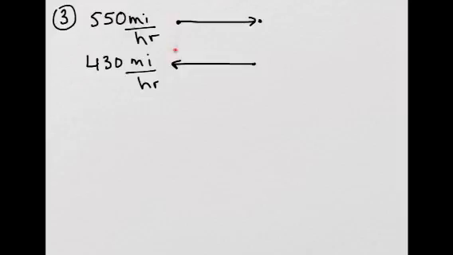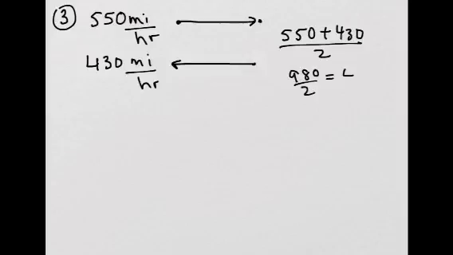So because the distances are the same, because it started in the same city and ended in the same city, then we could take the average of the two speeds. So 550 plus 430. And take the average, you add the 2 and divide by 2. And so that's going to give you 980. Divide by 2. So that's going to give you 490. So that's the average speed of the entire trip, of going to the city and coming back.